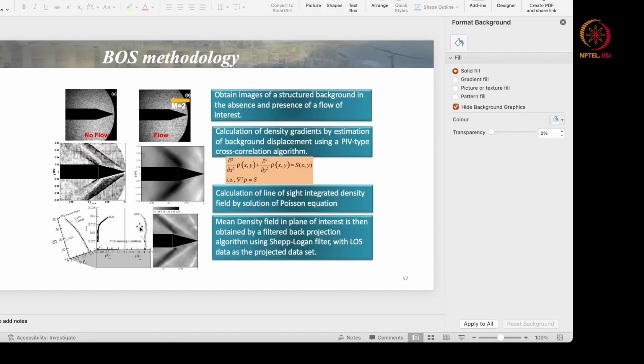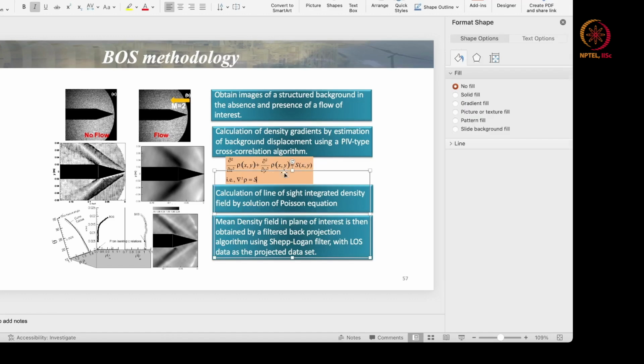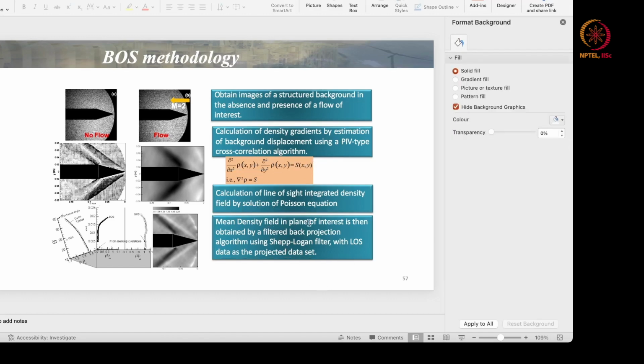So the BOS method, in a nutshell, is to obtain images of a structured background in the absence and the presence of a flow field, then calculate the density gradients using estimation of background displacement using a PIV type cross correlation algorithm. We then calculate the line of sight integrated density field by the solution of the Poisson's equation. The mean density field in the plane of interest is obtained by a filtered back projection algorithm using the Shepp-Logan filter with LOS data as the projected set.